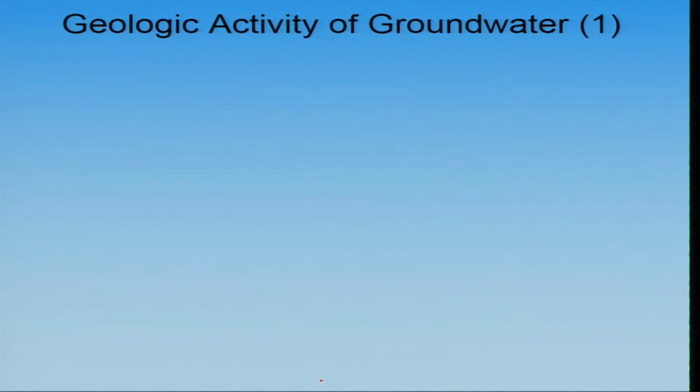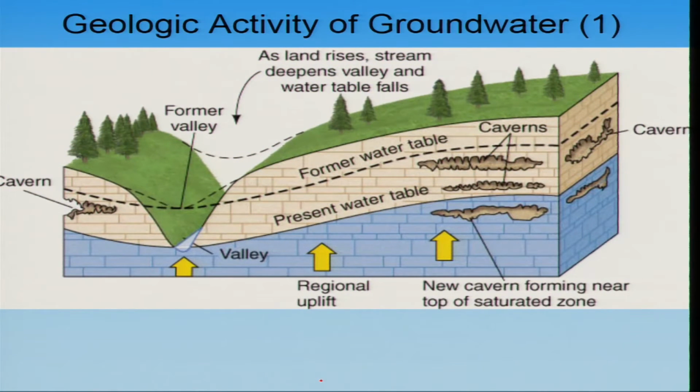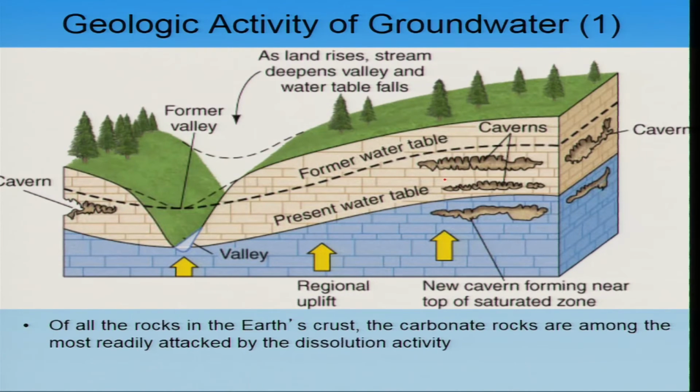Geological activities of groundwater: if you take limestone, which has the capability of having cavities, these will act as areas that result in more contamination. Of all rocks in the earth's crust, the carbonate rocks are among the most readily attacked by dissolution activity. So, such rocks, or the areas comprised of such rocks, should be avoided when selecting the sites for the disposal.